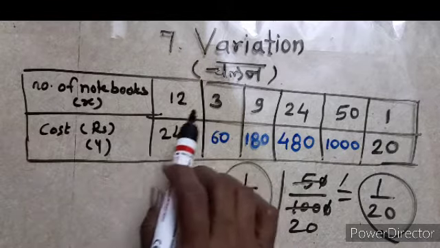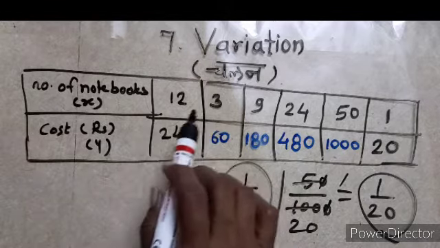Next example, example number 3. If m is directly proportional to n, when m is equal to 154, n is equal to 7. So find m when n is equal to 14. First write down what is given: m is directly proportional to n, and therefore m is equal to kn. Here k is the constant. Consider this as equation number 1.